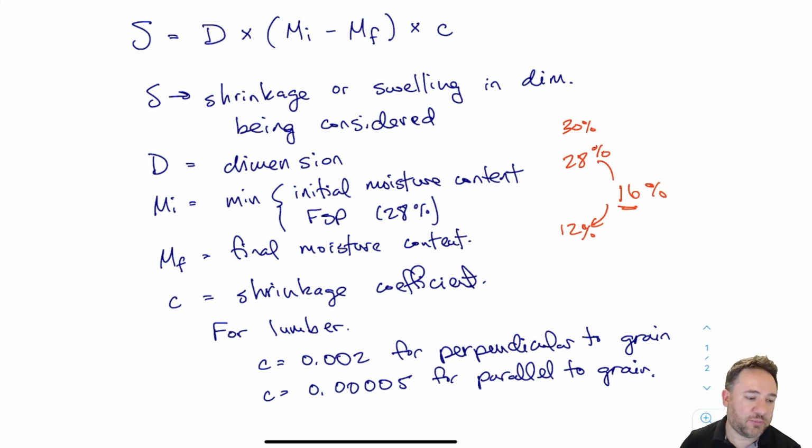Because between 30% and 28% moisture content, there is no shrinkage, because 30% is past the fiber saturation point. And past fiber saturation point, we don't get shrinkage. So if I went from 100 down to 12, it's still going to be 16% change in moisture content for the purposes of calculating shrinkage, because from 100 down to 28, we don't have any change in dimension size. And then past 28 down to 12, that's when we actually have a change in dimension size.